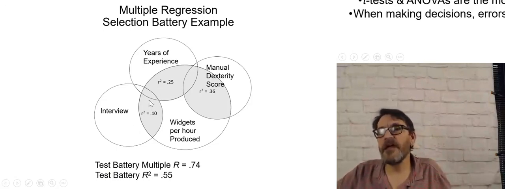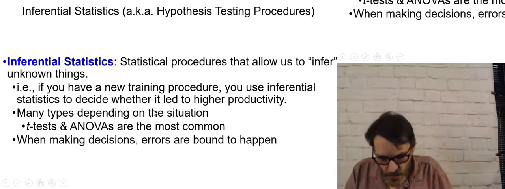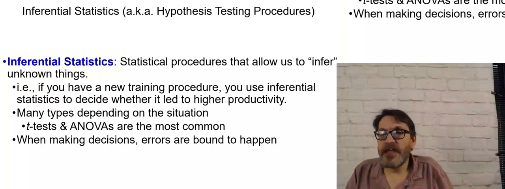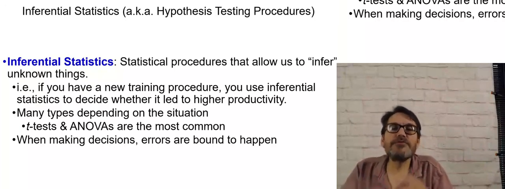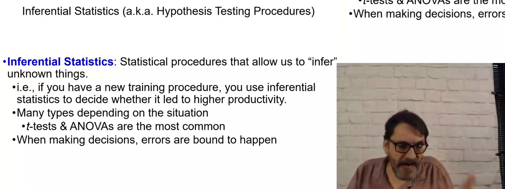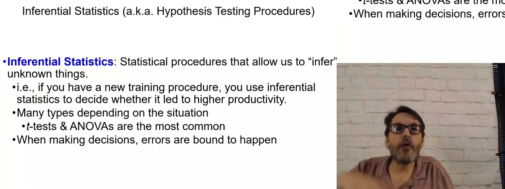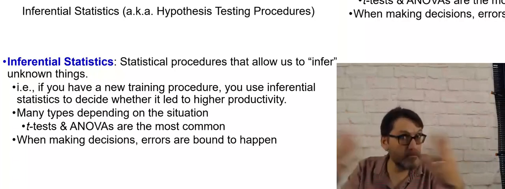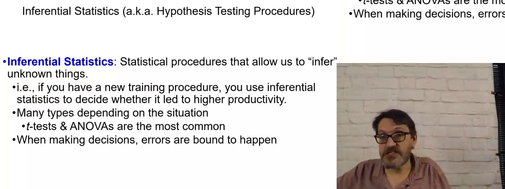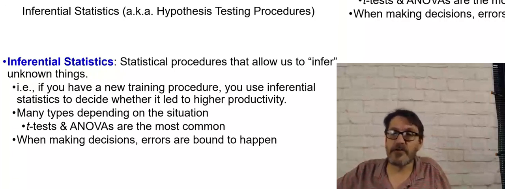Inferential statistics, as I said, is when you measure samples and infer unknown populations. So you infer the thing you don't know. Say you have a new training procedure. You look at the training procedure on a sample of workers, find an outcome, and then infer what will happen if you give it to the entire factory. There are many kinds of inferential statistics. T-tests and ANOVAs are by far the most common, but there are tons and tons.